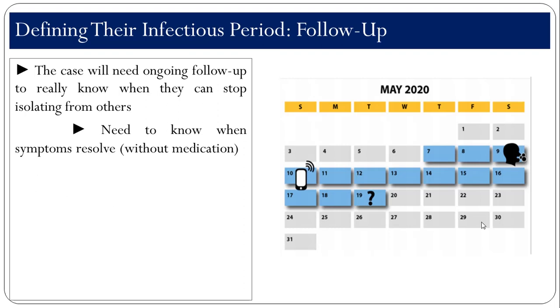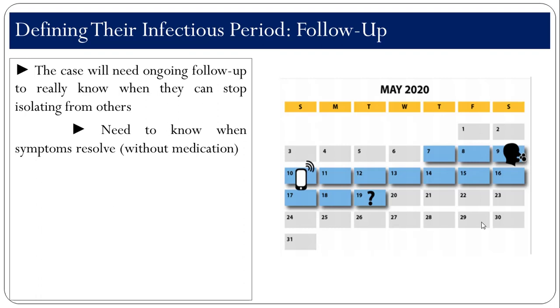So, we know that the case will be infectious at least through May 19th in this example, but you will need to have continuing follow up to see when they can stop isolating from others, because you will need to know when their symptoms resolve without use of medication. So, the 19th is the earliest time that they can stop isolating, but just remember that you need to be following up with them to see if they can really stop isolating on the 19th or not.